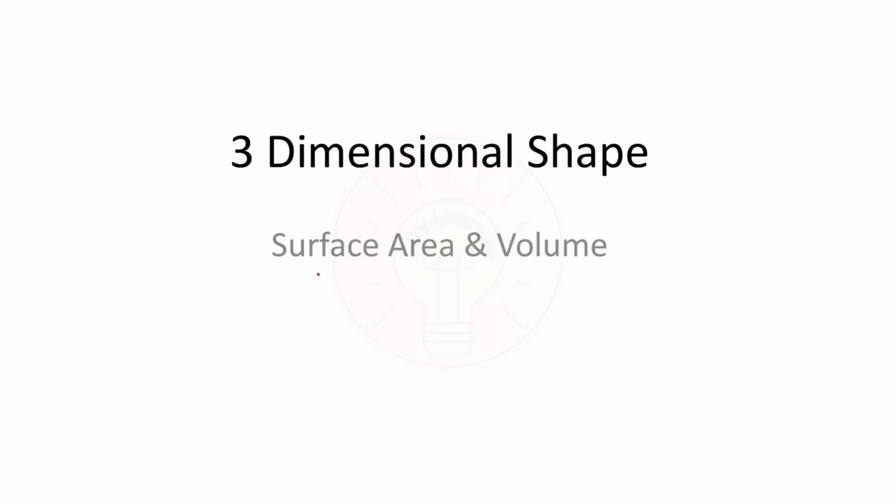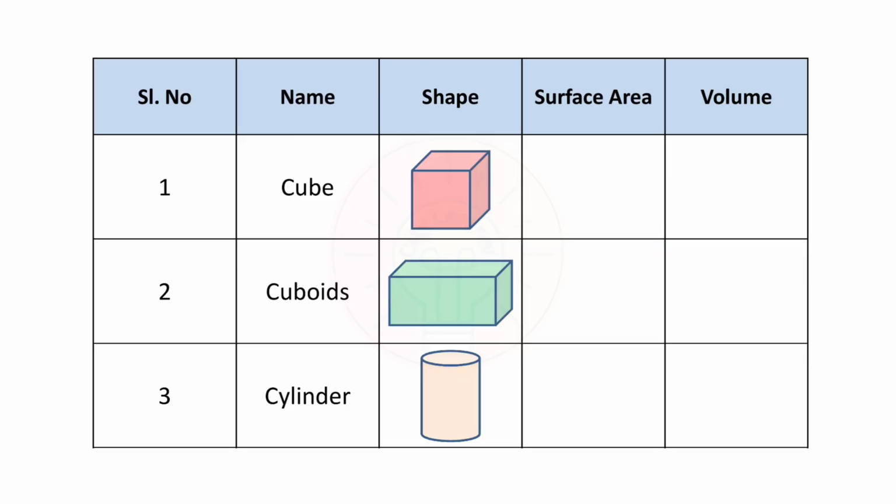Now we are going to discuss three-dimensional shapes. The first one is the cube. A cube has all sides equal, so the surface area will be 6a square and the volume will be a cube. For a cuboid, with length, breadth and height, the surface area will be 2 into LB plus BH plus HL, and the volume will be L into B into H, length into breadth into height.